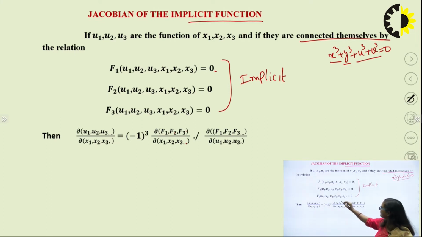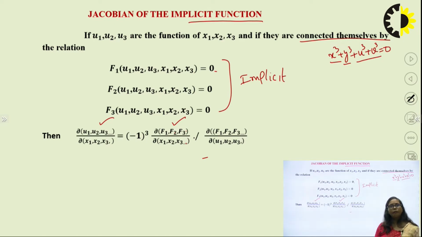First we have to find the Jacobian of f1, f2, f3 with respect to x1, x2, x3. Next we have to find the Jacobian of f1, f2, f3 with respect to u1, u2, u3. Just take their division, times minus 1 to the power 3. This gives me the value of the Jacobian of u1, u2, u3 with respect to x1, x2, x3. So this is the formula for finding the Jacobian for functions of 3 variables.